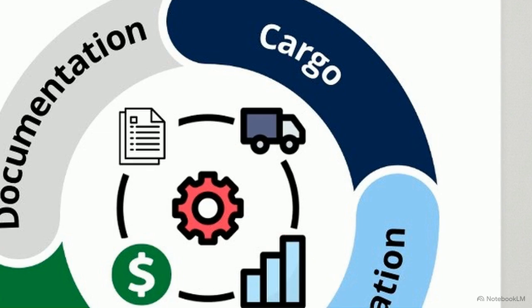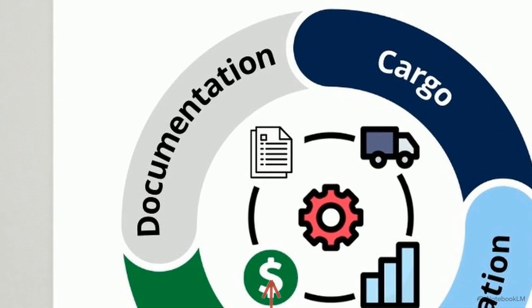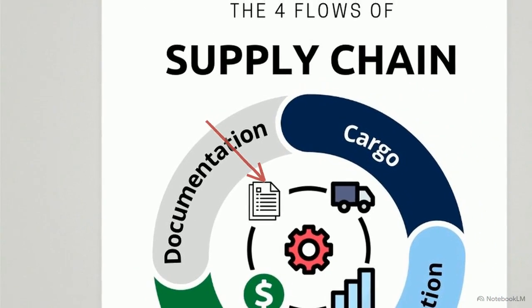Traveling alongside that data is the flow of cash, pushing revenue upstream to fund the next cycle of raw material procurement and production. Binding these opposing forces together is the continuous flow of documentation, verifying every transaction to ensure the upstream data matches the downstream physical reality.